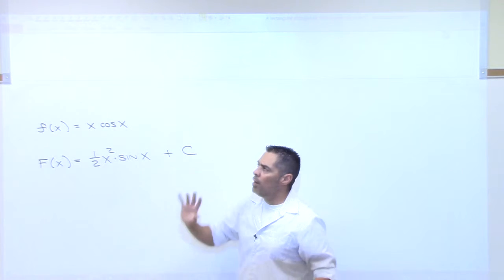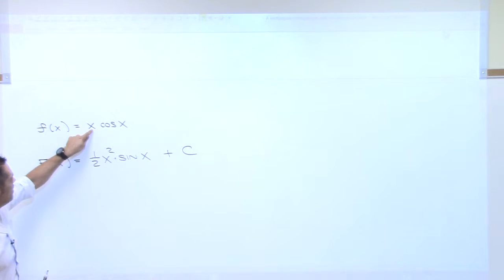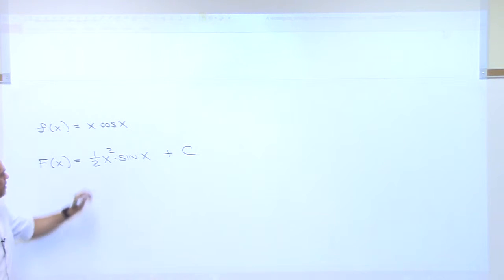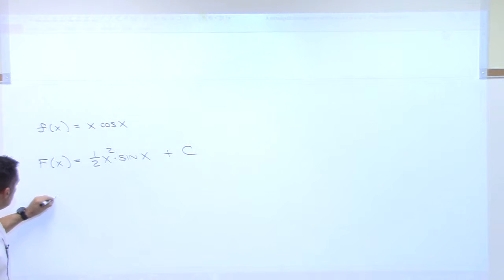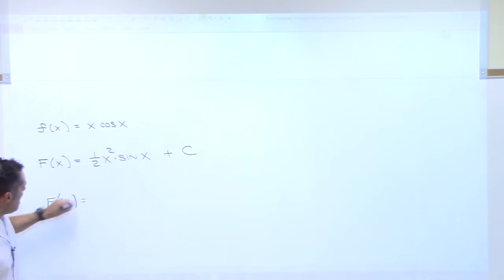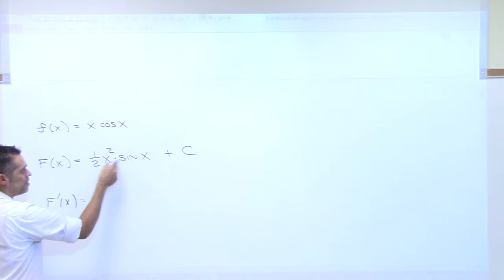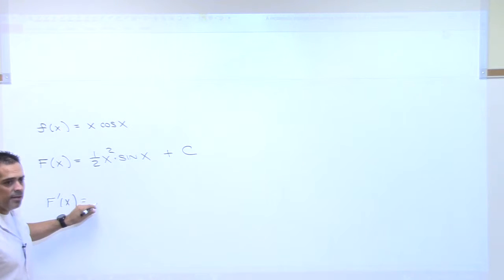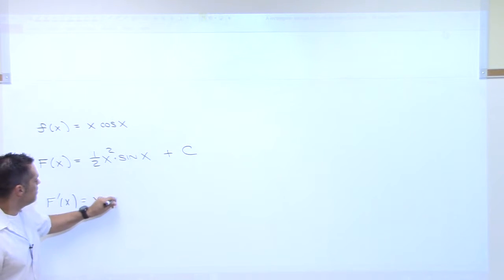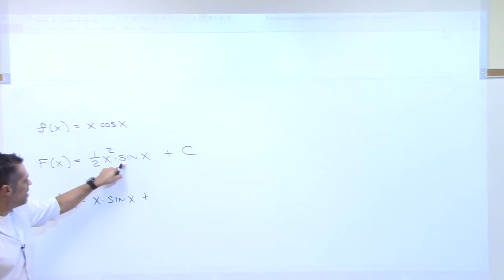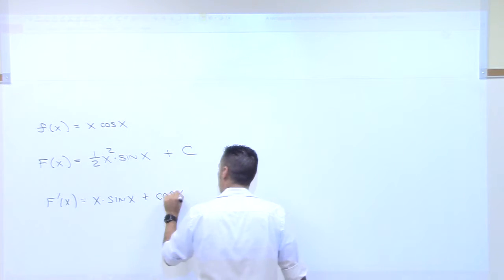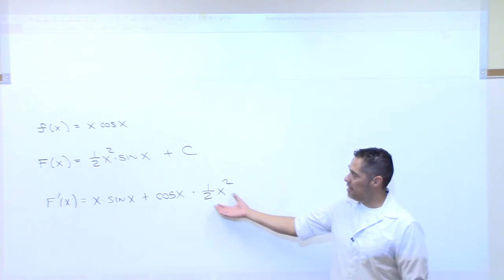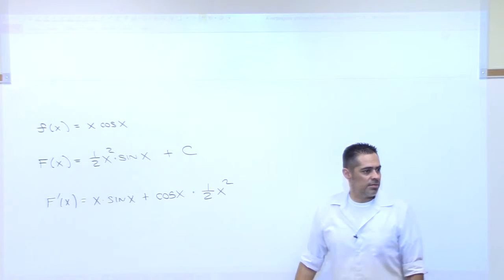Do y'all see what I did? I just took the antiderivative of this and the antiderivative of this and just slapped them together, right? But if I check it and I do my product rule, so I take my derivative, what happens? I do derivative of this first times that plus derivative of this times that, right? So derivative of that is going to give me my x, times sine x plus derivative of sine x, which is cosine x, but then times what? 1/2 x squared. Is this not even close, right?